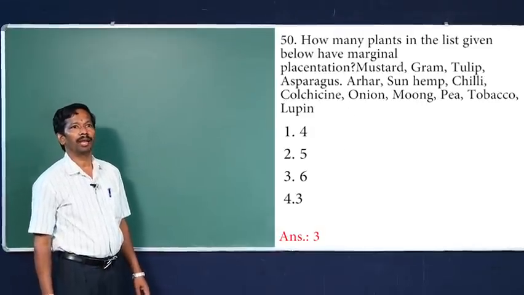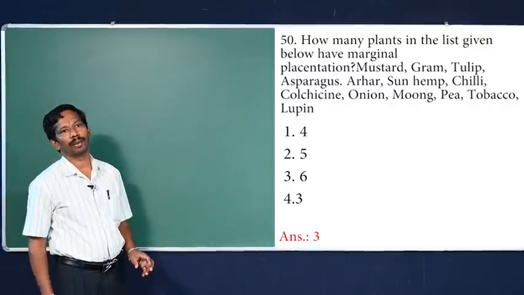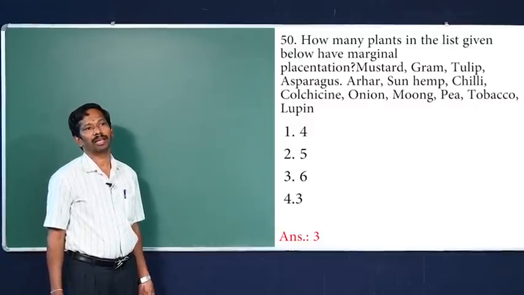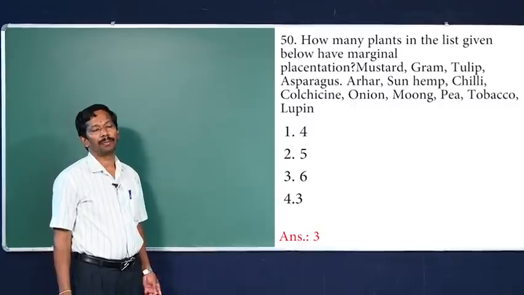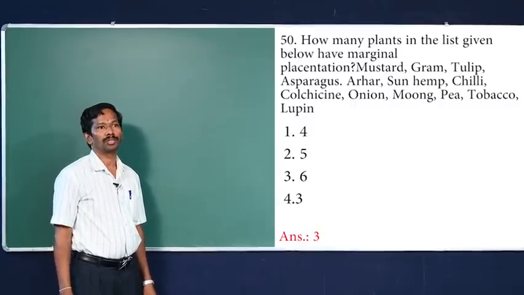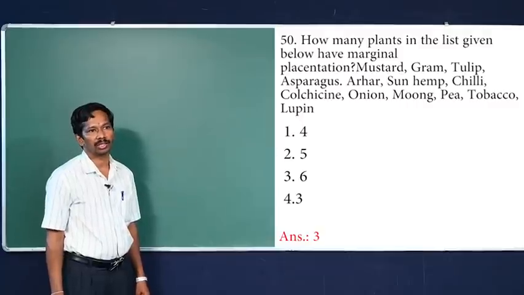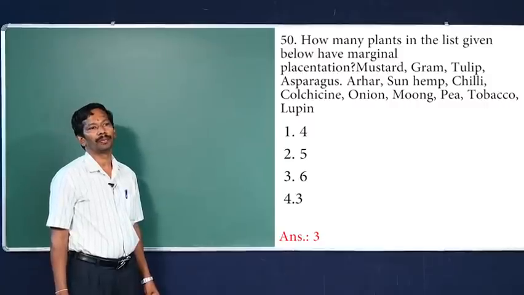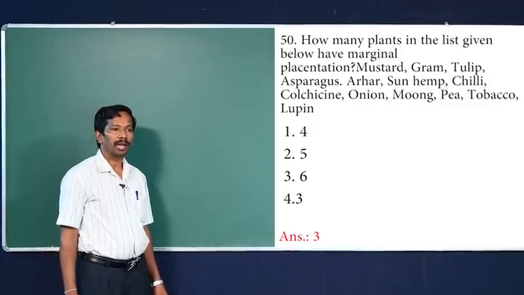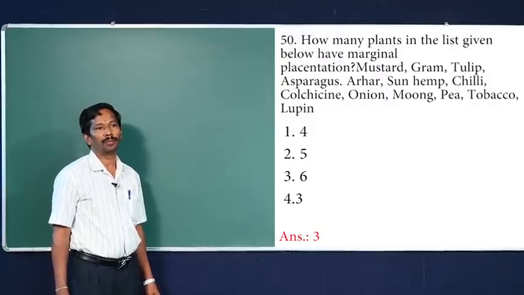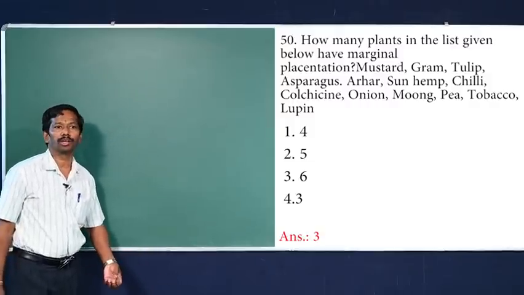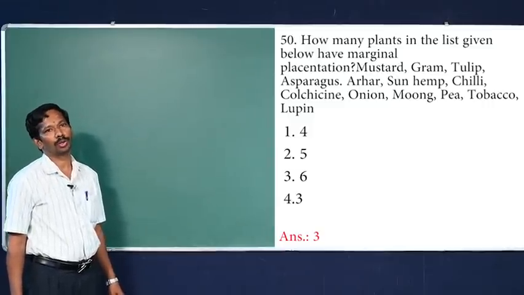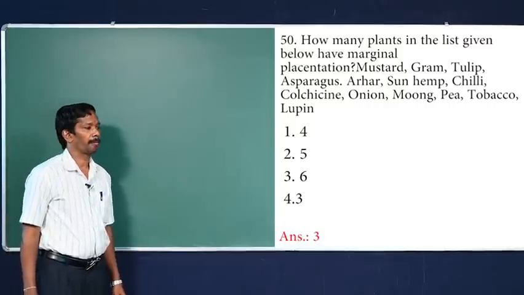50th question. How many plants in the list given below have marginal placentation? For this you need to remember the members of Fabaceae as well as the examples associated with marginal placentation. The options given are mustard, gram, tulip, asparagus, arhar, sunhemp, chili, colchicine, onion, moong, pea, tobacco, lupin. Of these, gram, arhar, sunhemp, moong, pea and lupin have marginal placentation because they belong to Fabaceae. Hence answer is 3. That is 6 examples are showing marginal placentation.